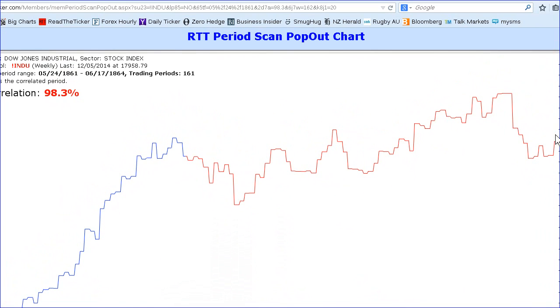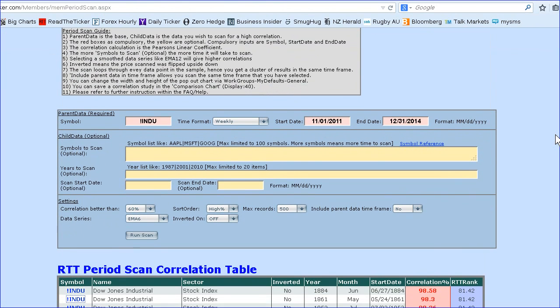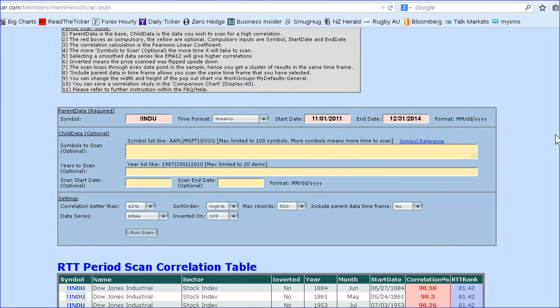Once again, the period scan can be used for any symbol, scanning other symbols, other indexes, or scanning the symbol itself.